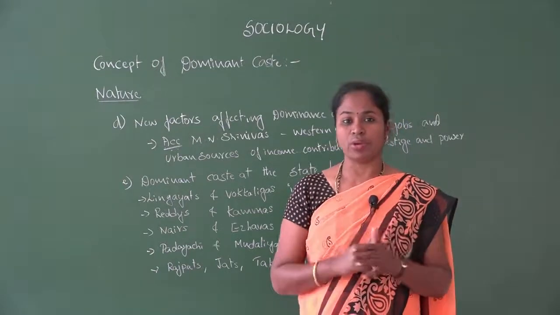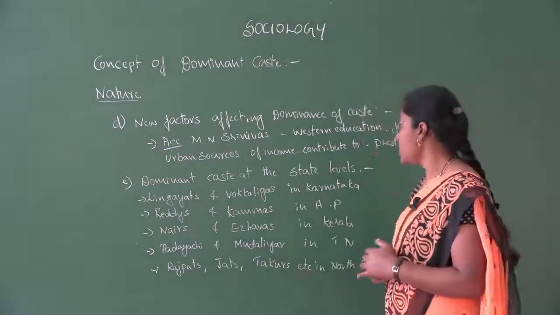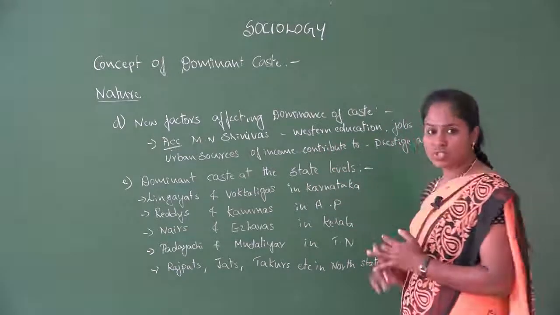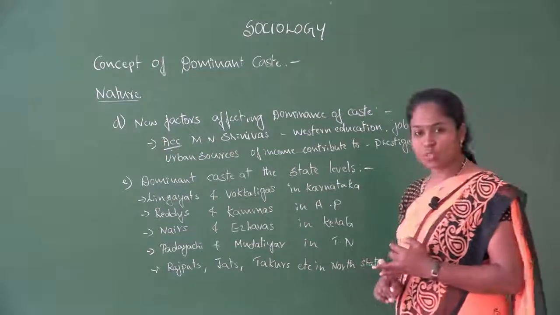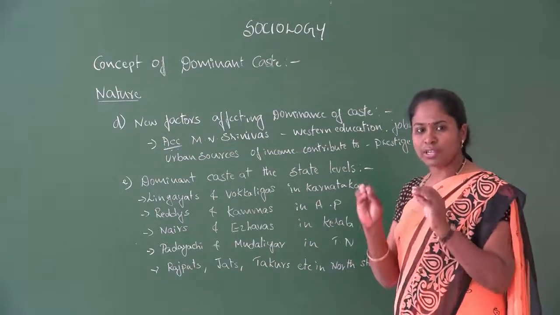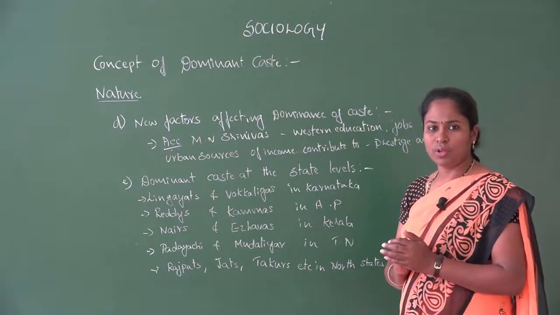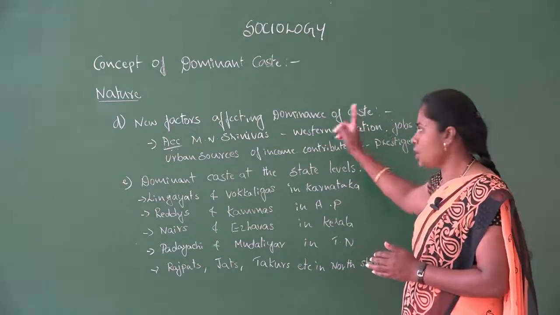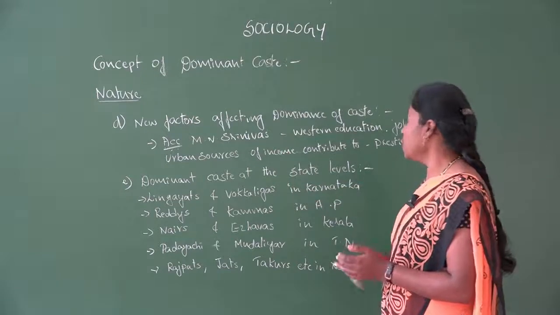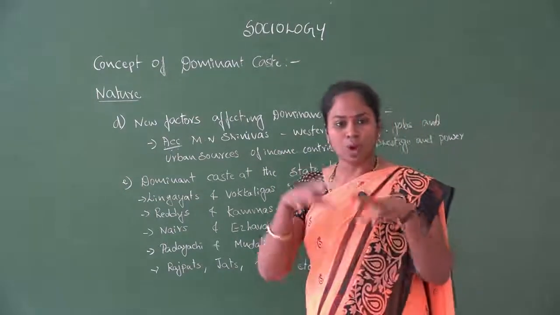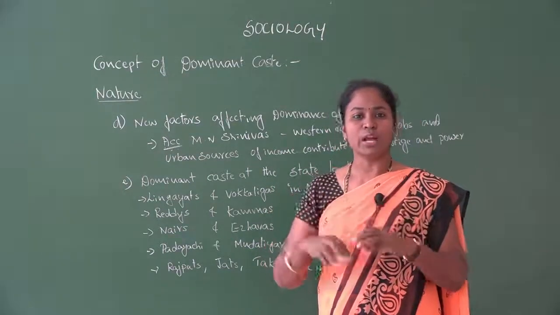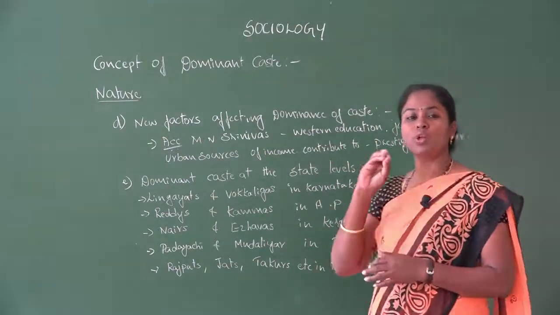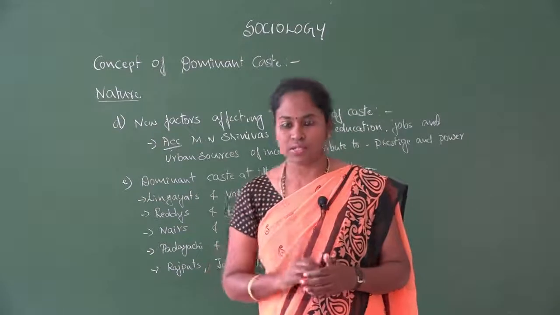So how do we find out? According to M. N. Srinivas, Western education, jobs in the administration, and urban sources of income are some of the factors. According to him, these contribute to dominance in that particular caste. They give prestige and power to that group of people in the caste system.